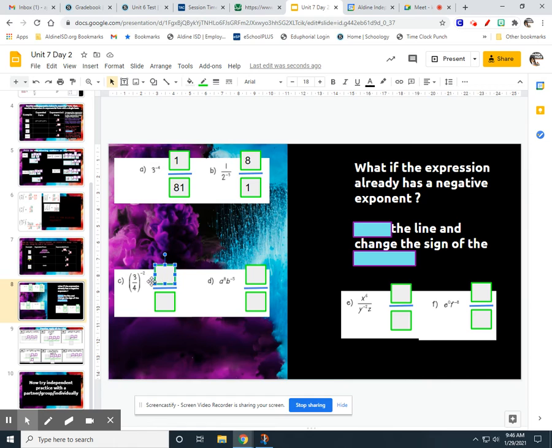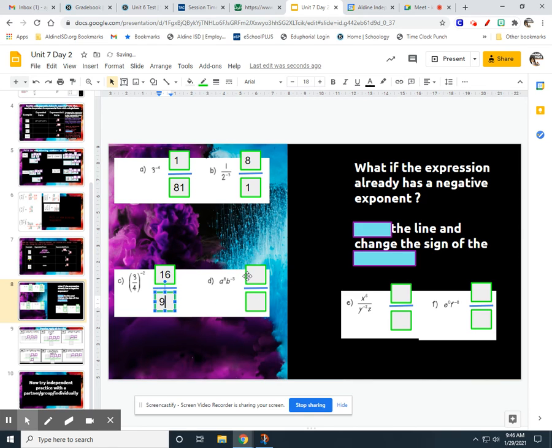This one's going to be, they both are going to have negatives. So remember that it says cross the line and change the sign. So that means the 4 will come to the top and the 3 will come to the bottom, and then they're being squared. So 4 squared is 16 and 3 squared is 9.